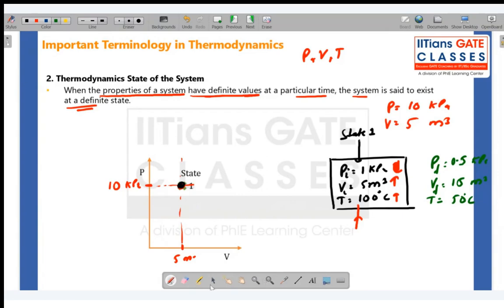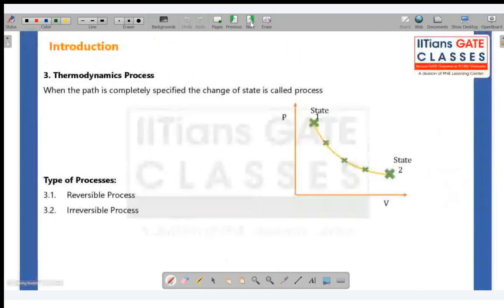Now you have stopped giving heat, so finally we have reached this point. Again, this is my fixed state. Between these two states, your properties are continuously changing, so you cannot fix the state. Now this is my state 2. Coming from state 1 to state 2, whatever points you have taken is called the path, and the complete thing from state 1 to state 2 is called the process.